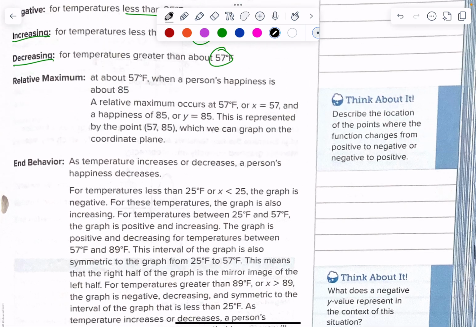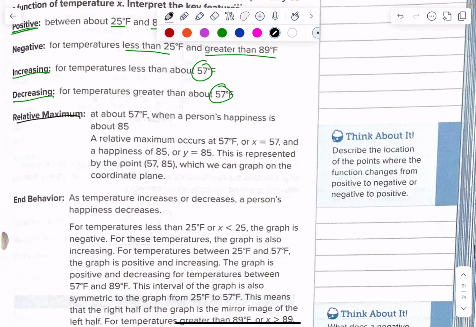Let's see, and then they have some end behavior. They have relative maximum, so at about 57 is where the happiness is at its peak. 57 degrees. I don't know. That's a little too cold for me. I think 57 would not be my peak happiness. I think it would maybe be like 75. 75 is peak happiness for me, probably, but whatever.